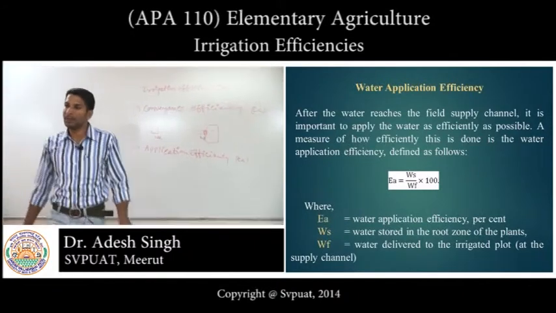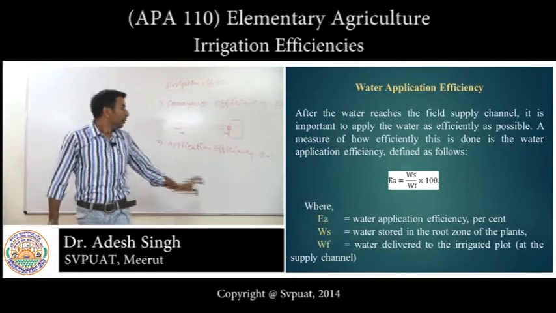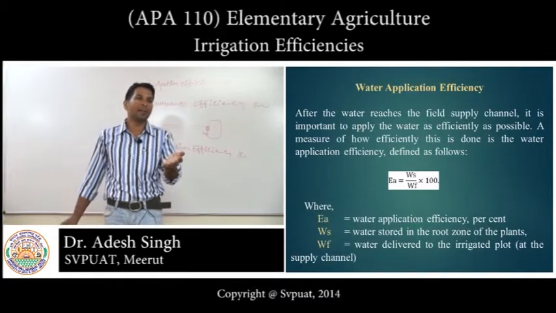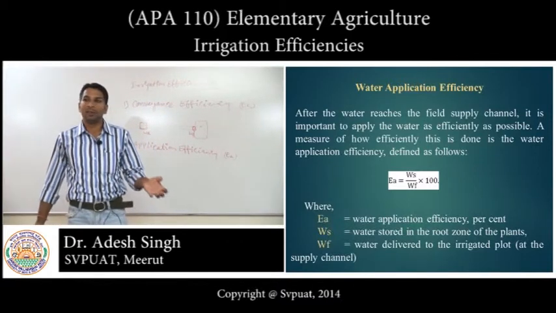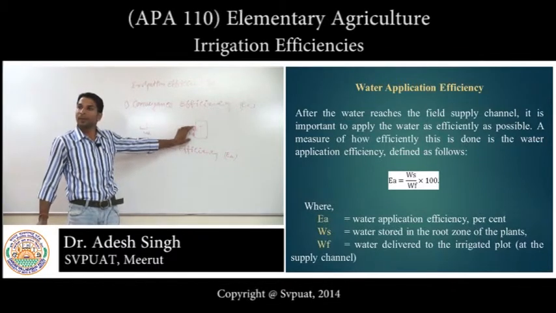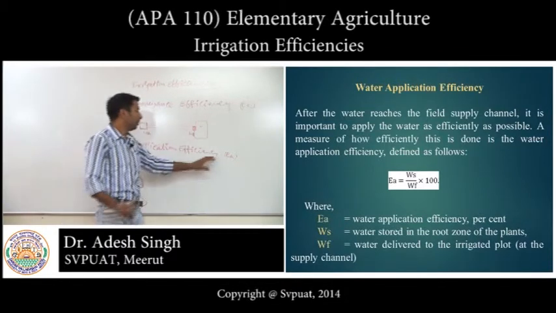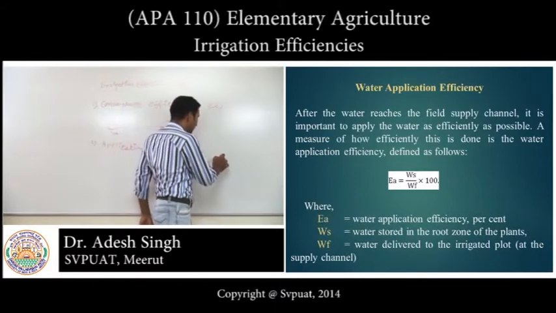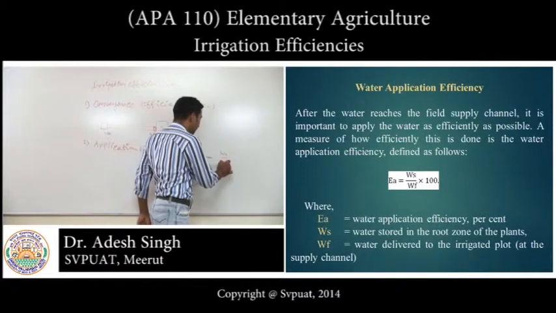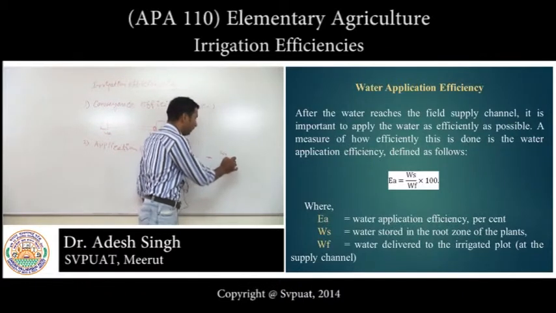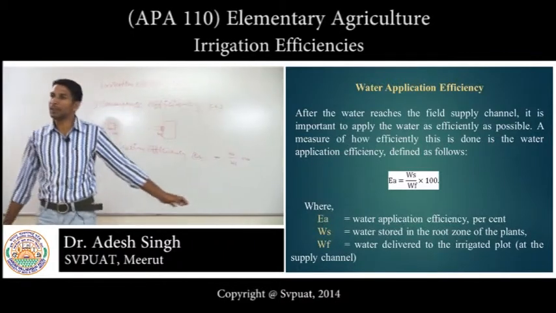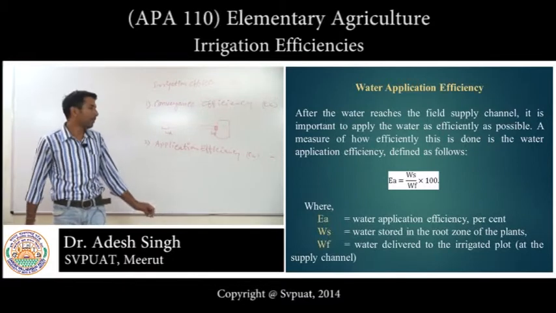The application efficiency is the percentage ratio of the water stored in the crop root zone to the water delivered at the field gate, or it can be expressed as EA is equal to WS divided by WF, and as the efficiency is expressed in percentage, multiply by 100.